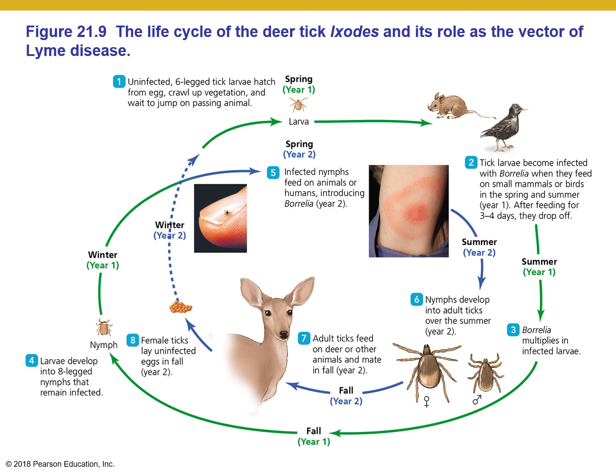They can develop into adult ticks over the summer, and the adult ticks are going to feed on deer and other animals and mate in the fall of the second year, and they lay eggs, and then you get a larva, and it goes round and round and round. So, what's the moral of this story? Spray with bug repellent when you go outside, or just stay indoors where there are no ticks.